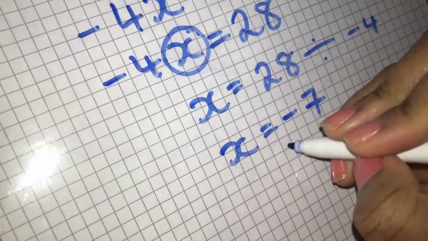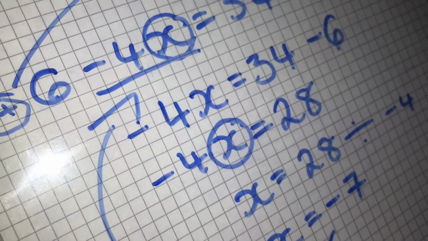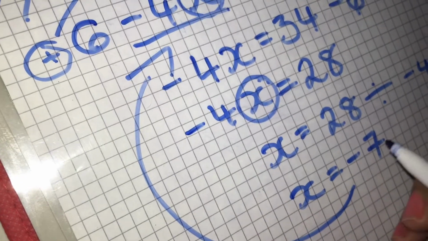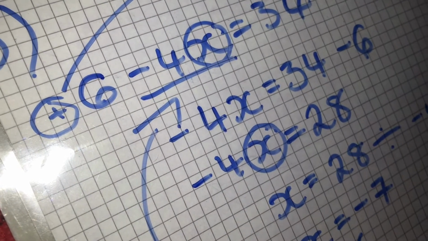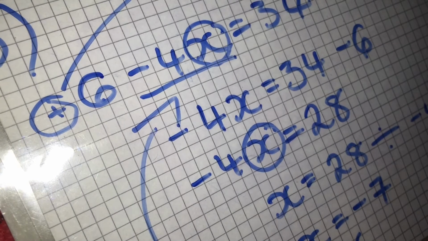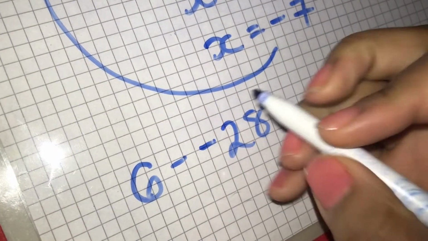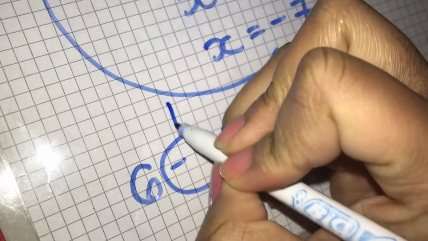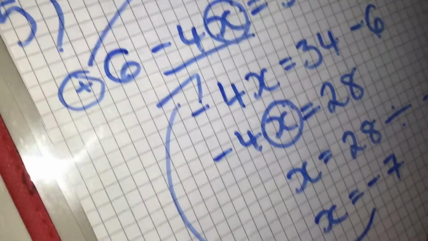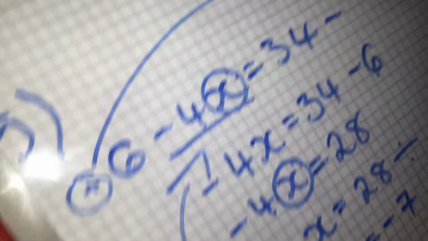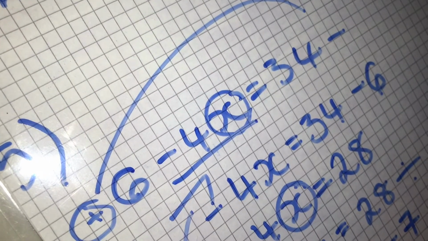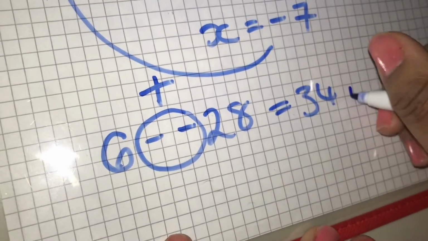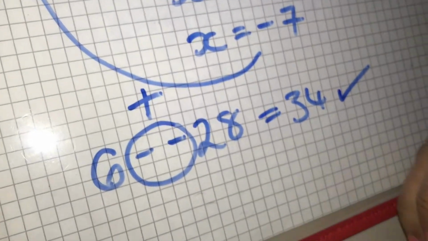So let's substitute this back in to see if that is correct. So 6 minus 7 times 4 is minus 28. So you put minus 28. Bear in mind that a negative and another negative equals plus. So 6 plus 28 equals 34. So let's see if that's correct. Does 6 plus 28 equal 34? Yes, it does. So let's continue.